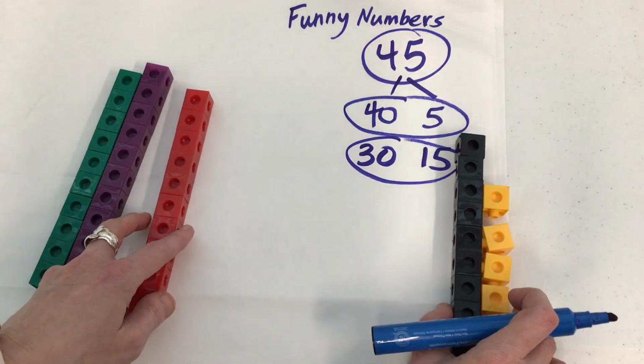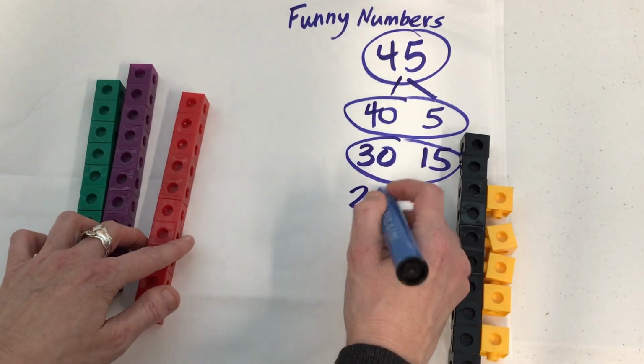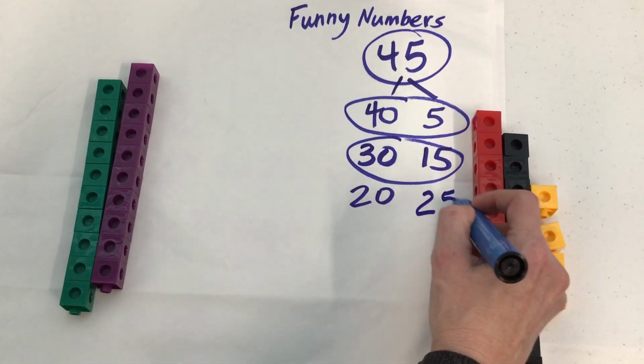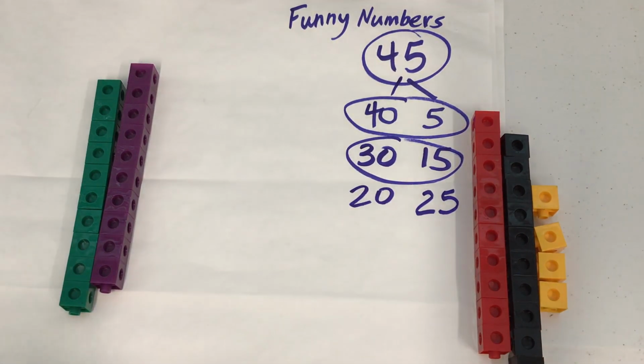And you can keep going and keep going where they would see if I have 30, 15, you could have them shift again. And I would have 20 what? Well, I just lost a cube. 20, 25. And you're going to need to have them build it to prove it to them. Let them build it so they can see that actually still makes 45.